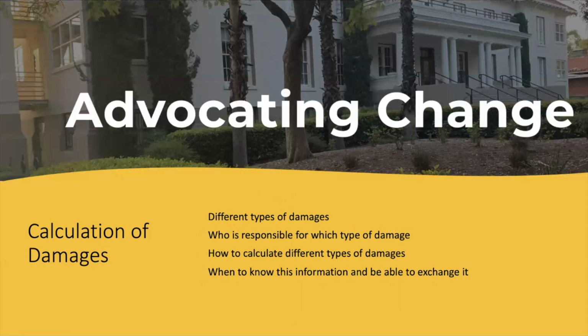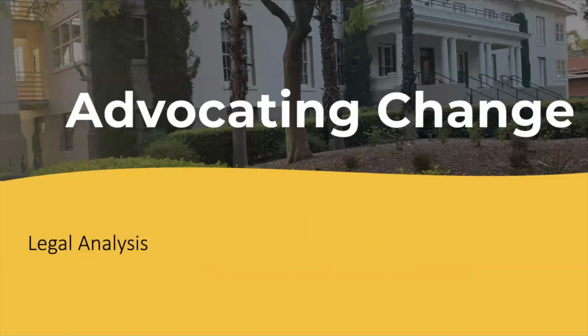And this is important to know because obviously you want to make sure you have the right parties added to your lawsuit. You don't want to sue one party thinking that you can go after them for certain damages just to find out that you have the wrong party or the wrong type of damages. Or you don't want to end up missing out on damages that you would otherwise be entitled to. And so having this information is going to be necessary for your legal analysis.